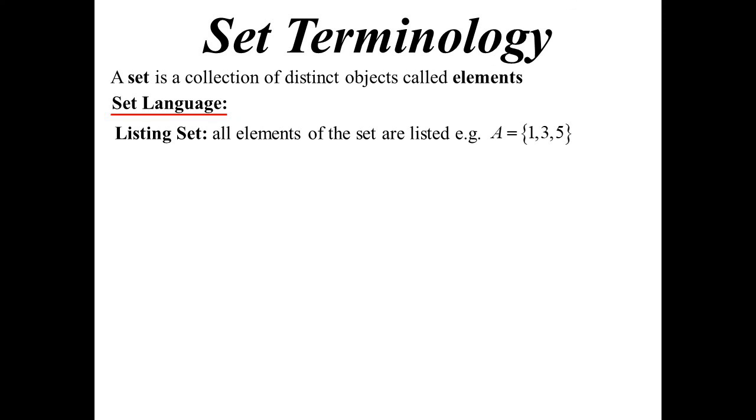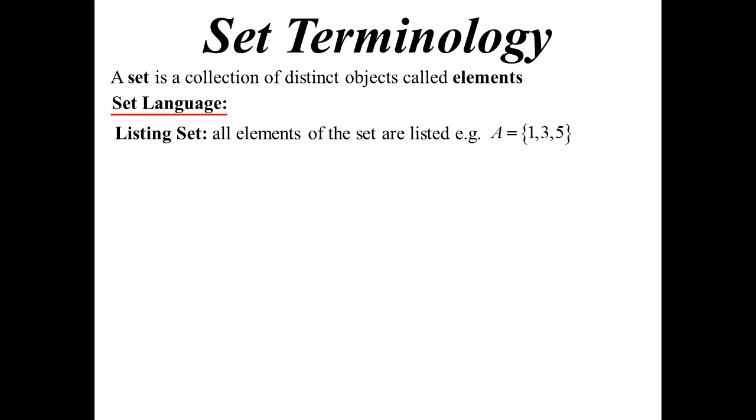Another useful tool for probability is Venn diagrams and sets and things like that. So a little bit of terminology to do with sets. A set is simply a collection of objects. Those objects we call elements. So some set language. We can have listing sets, where, as the name suggests, all the elements in the set are listed.